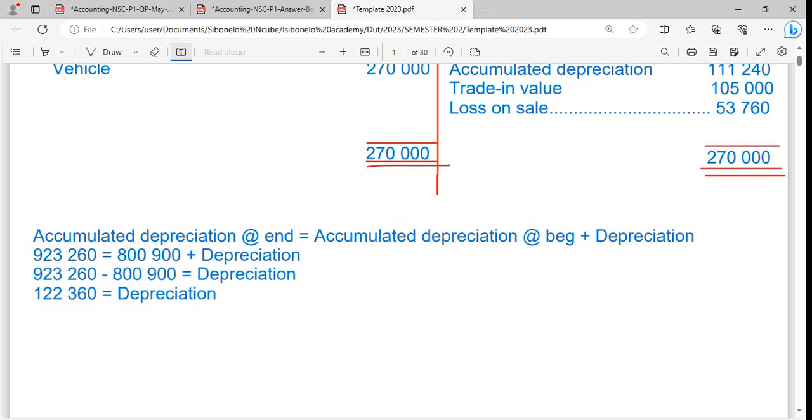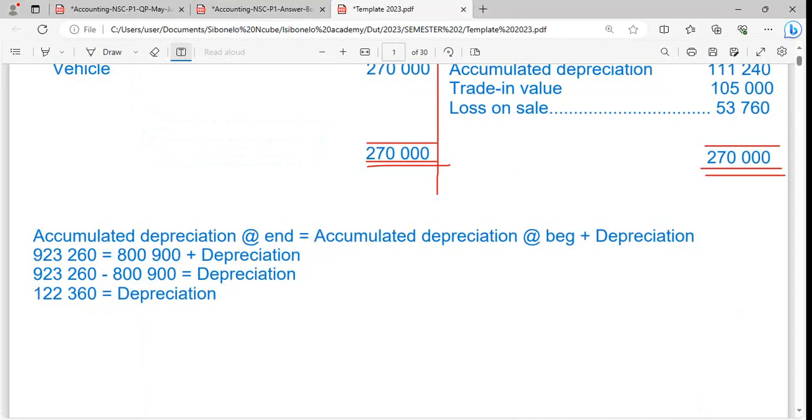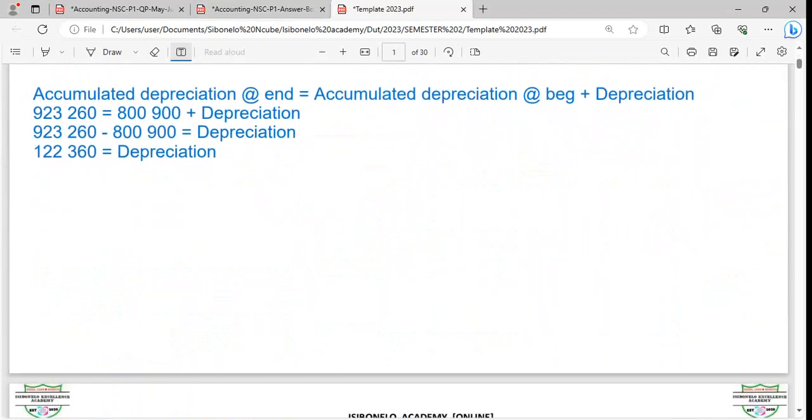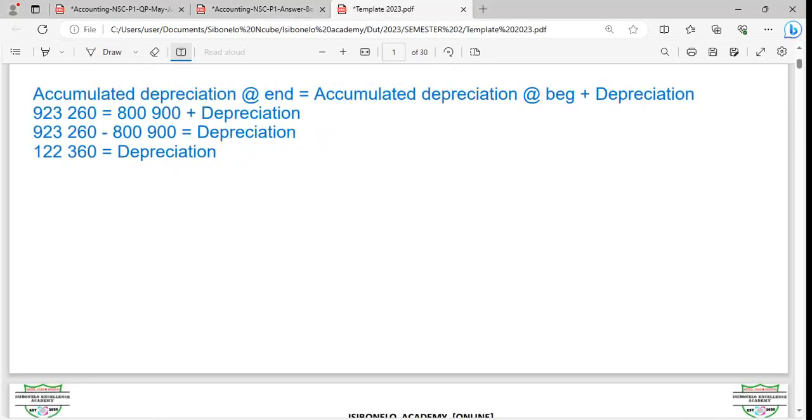So now these workings we must show in the answer book. So depreciation on equipment, we have seen that in this template I show you all the steps we follow to determine our depreciation. But in the answer book maybe you can put in all these steps, it is not a problem. But if you do not want to put in all these steps, you know that depreciation on equipment we get by taking this part here, 923,360 minus 800,900. So we know that the difference between accumulated at the end and accumulated at the beginning will be the depreciation.